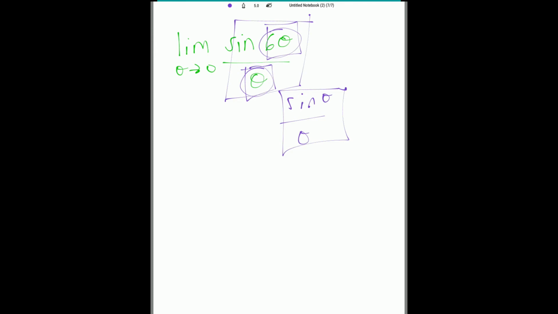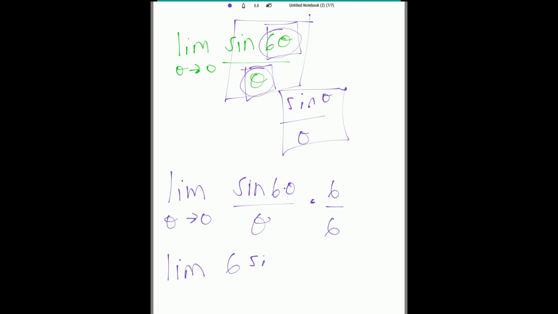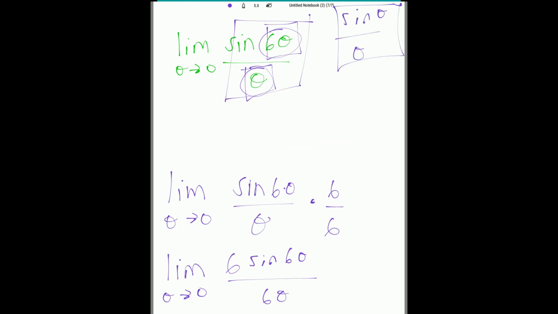I'm not just finding the limit of sin 6θ over θ, but I'm finding the limit of sin 6θ over θ times 6 over 6, which is 1, as θ approaches 0. So what does that give me? That is saying that I am finding the limit of 6 sin 6θ over 6θ as θ approaches 0. So let's make some space right here.